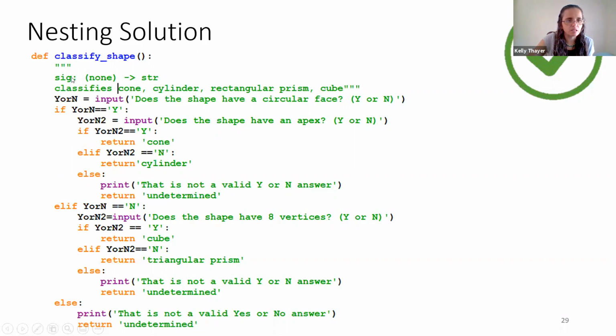Another possibility is that they typed n for no in this particular situation. And so then we're going to ask the question about the number of vertices to figure out whether it's going to be the cube or the triangular prism. We also have these catch-all statements here. This is not a valid y or n answer, it's undetermined. And this is also the else for this outer question here about if they type something that is invalid.